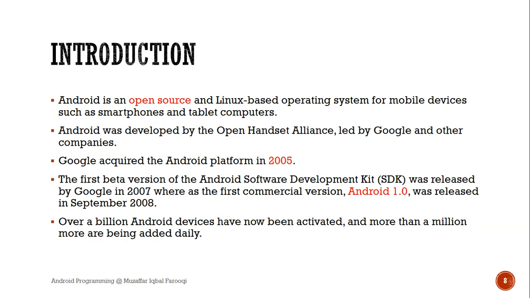Android is an open source and Linux-based operating system for mobile devices such as smartphones and tablet computers. Android was developed by the Open Handset Alliance, led by Google and other companies. Google acquired the Android platform in 2005. The first beta version of the Android software development kit was released by Google in 2007, whereas the first commercial version was released in September 2008. Over 1 billion Android devices have now been activated, and more than 1 million more are being added daily. So there is a wide scope of Android programming. Android programming has a very wide market and is also very interesting to write Android apps.